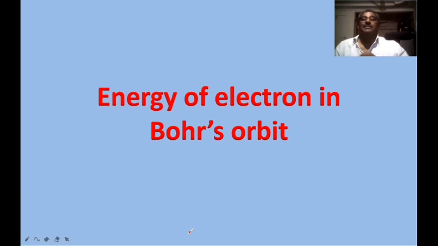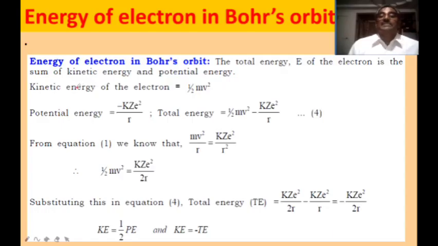Next, Bohr calculated the energy of the electron in the orbit, or the energy of the orbit. Suppose T is the total energy of the electron. We know that the total energy of the electron is equal to the sum of kinetic energy and potential energy. Kinetic energy of the electron is equal to half mv square, where m is the mass of the electron and v is the velocity of the electron. Potential energy is equal to minus kZe square by r. How is the potential energy equal to minus kZe square by r?